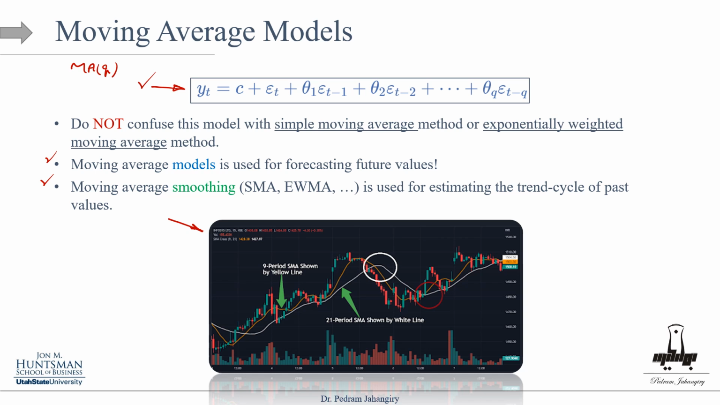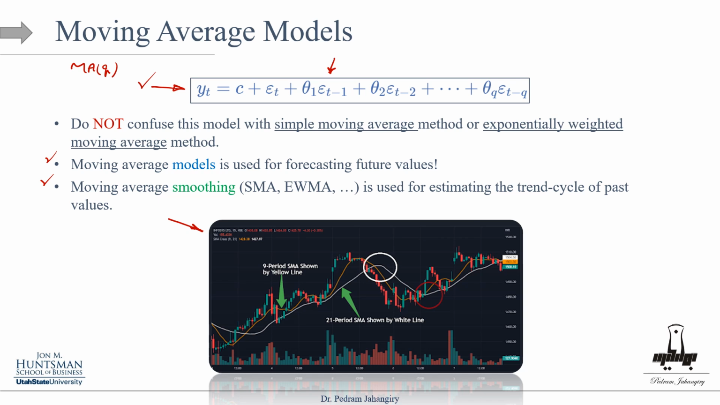You're talking about weighted moving averages, but weighted moving averages of what? If it is errors, this is MA models. If it is the past or lag values of your target variable, whatever it is, the level, it's going to be your exponential weighted moving average methods or simple moving averages, right?